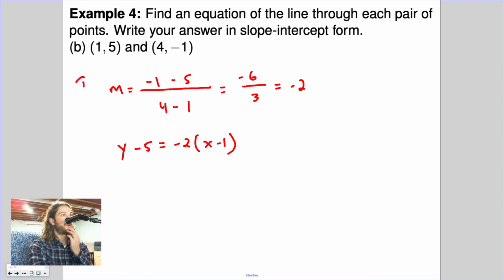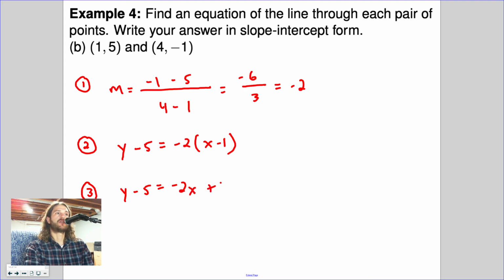So I did the slope first, plugged it into point slope form in step 2. And now we have to solve, which means we're going to distribute that negative 2. So you'll get y minus 5 equals negative 2x plus 2. Add 5 to both sides. So it should be y equals negative 2x plus 7.